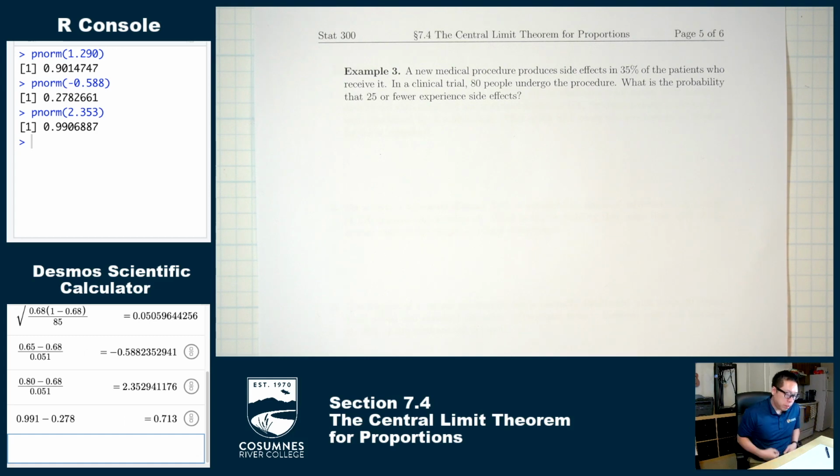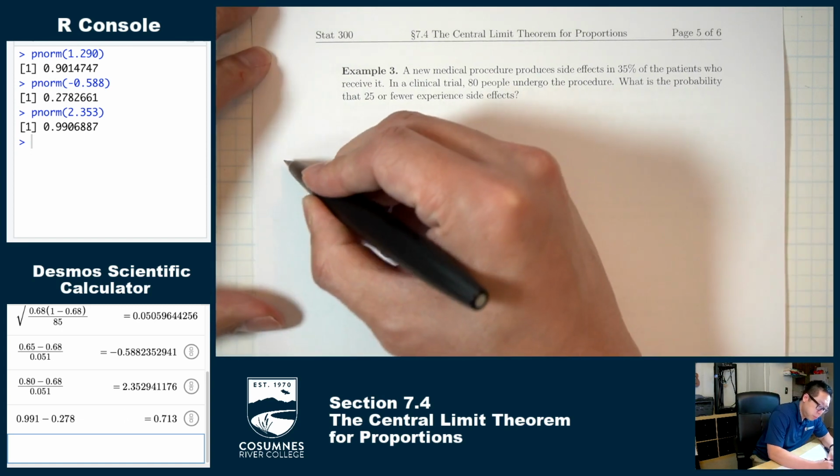Example 3. A new medical procedure produces side effects in 35% of patients who receive it. In a clinical trial, 80 people undergo the procedure. What's the probability that 25 or fewer experience side effects? First thing we need to decide is, is this a mean situation or a proportion situation? When I read that, I didn't read the words mean or standard deviation anywhere. So this would have to be a proportion situation.